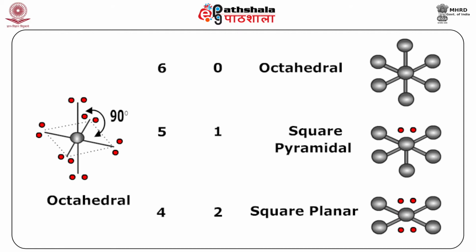For the electron pairs number 6, the electron pair geometry is octahedral. The molecular geometry is also octahedral when the bond pairs are 6 and the non-bonding pairs are 0. But when the bond pairs are 5 and one non-bonding pair is there, we have the square pyramidal geometry. And when the bond pairs are 4 and the non-bonding pairs are 2, we have the square planar molecular geometry.